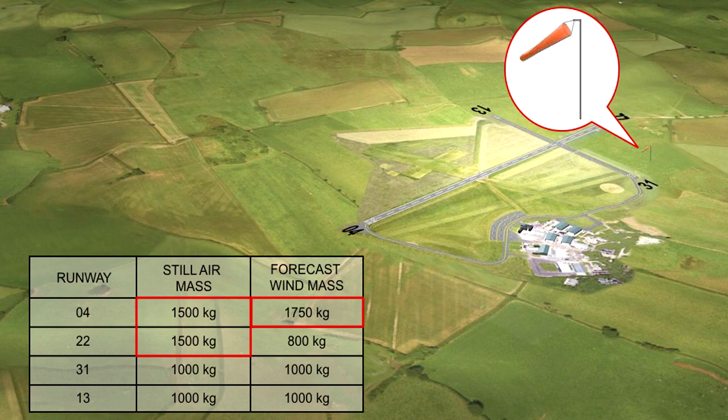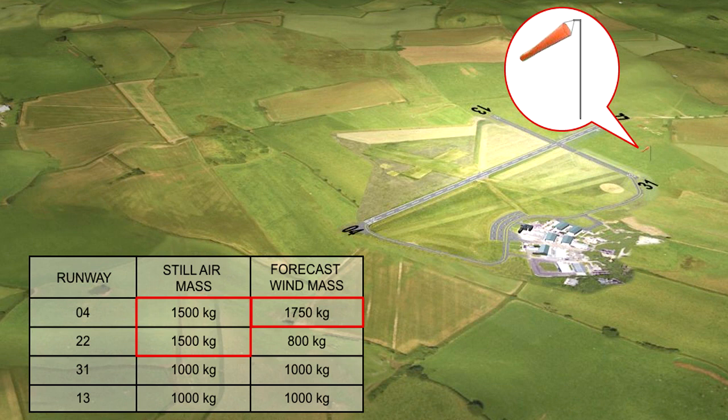Now we need to consider what to use as the dispatch mass of the aeroplane. If the aeroplane was dispatched at 1,750 kilograms, and then, on arrival at the airfield, the wind was less than forecast, the aeroplane would not be able to land. Therefore, the aeroplane must be dispatched with a mass of 1,500 kilograms.